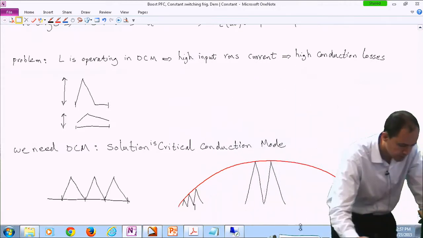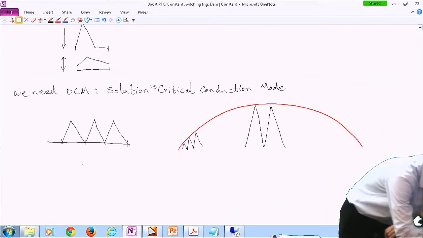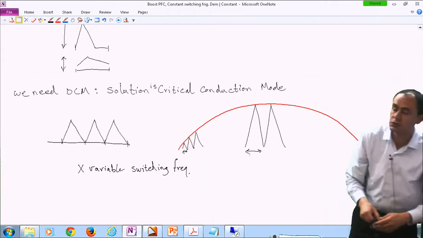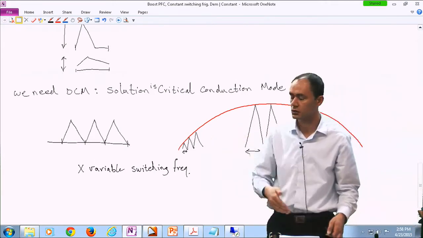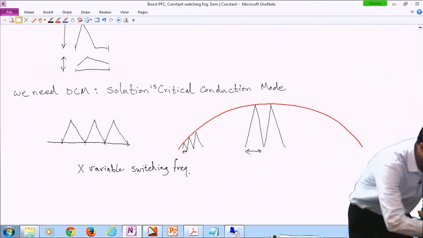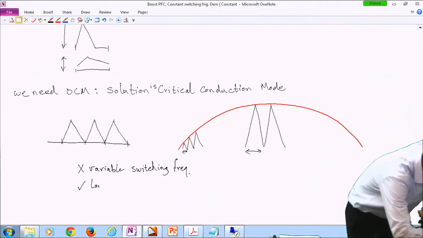So this approach, the critical conduction mode, has advantages and disadvantages. One disadvantage is a variable switching frequency. So you can easily say that this period is much smaller than this period. So as your input voltage grows, your switching frequency goes down. Although we did this to get some advantage, and that advantage was a lower RMS value.